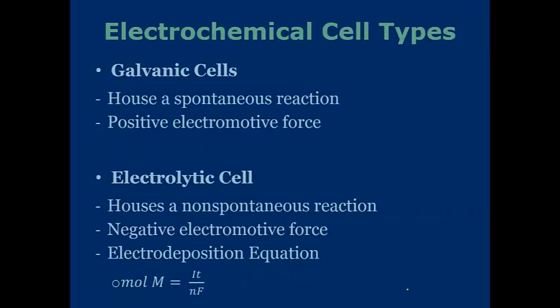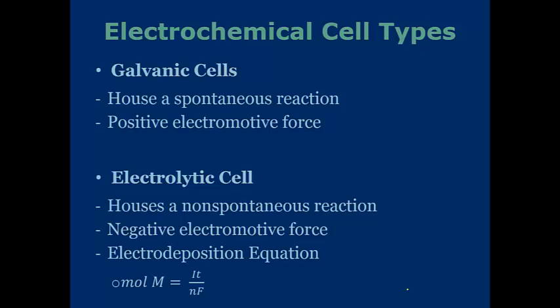There are different types of electrochemical cells. Here are the two most fundamental. The galvanic cell, or the voltaic cell, is a spontaneous reaction with a positive electromotive force. Since this happens spontaneously, it does not need any external energy to make it happen. An electrolytic cell, on the other hand, is non-spontaneous, therefore having a negative electromotive force. Why might we want to do this?